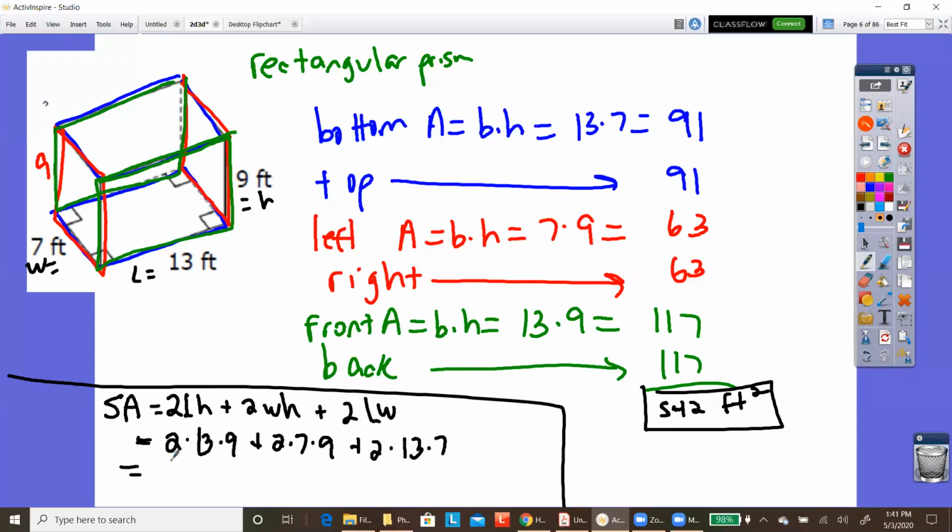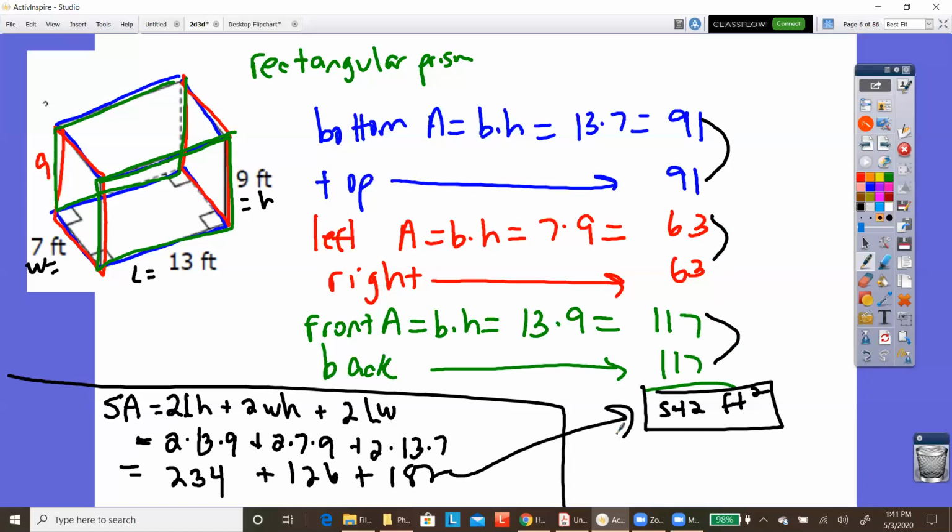2 times 13 times 9 is 234, and 234 would basically be the front and back put together. And 2 times 7 times 9 is 126, and 126 would be the left and the right put together. And 2 times 13 times 7 is 182, and 182 is the top and the bottom put together. So yes, absolutely, adding them all up would give me the same answer, 542 square feet. So then why not do it that way? Because that way only works for a rectangular prism. If you have any other kind of prism, that formula does not work. And that's why I don't like to use that formula.